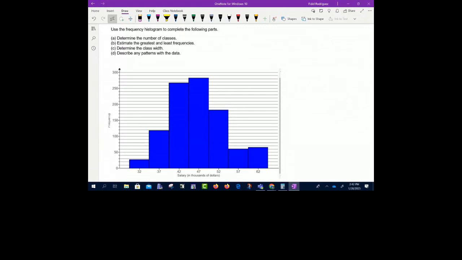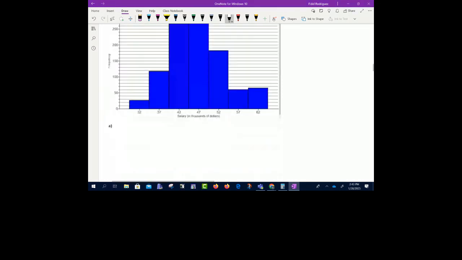So number one, the first thing it's asking me to do is, can we find the number of classes? Y'all, to find the number of classes, we're just going to count the number of bars. So if I were to count the number of bars, let's see, there's 1, 2, 3, 4, 5, 6, 7. Okay, so the number of classes, y'all, 7. Okay.